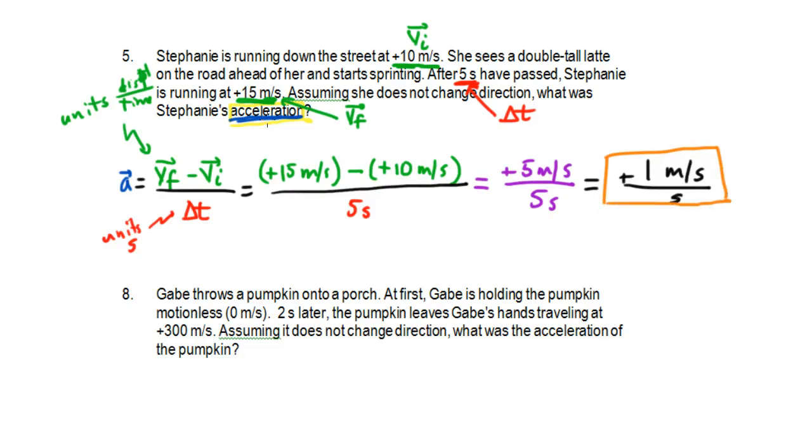What question's being asked? Acceleration. What equation do I use? A equals v sub f minus v sub i over delta t. Plug in the numbers that are given. What is given? 15 meters per second v sub f, plus 10 meters per second v sub i, 5 seconds delta t. Plug them into the equation. Plus 15 meters per second minus plus 10 meters per second divided by 5 seconds. Work it out. Plus 5 meters per second over 5 seconds is plus 1 meters per second per second.